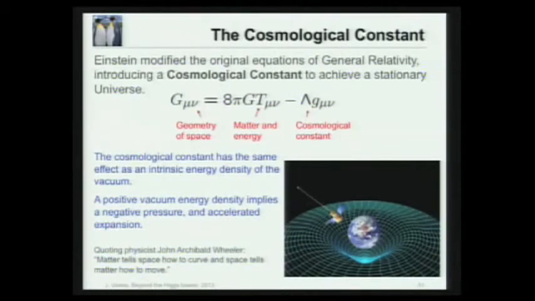So it can be shown that a positive vacuum energy density implies a negative pressure and an accelerated expansion. There are relatively easy ways to be convinced that this is so. So take from here the message that if we have a positive vacuum energy density, then the universe behaves as if there is a kind of anti-gravitational force that accelerates the expansion.